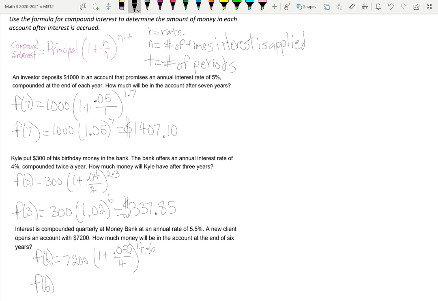F of 6 is going to reveal 7,200 times, I'll go ahead and simplify this with my calculator, 0.55 divided by 4. When I add it to 1, it will be 1.01375. It's important not to round at this point, to the 24th. Then I input all of this into my calculator, and I will get how much money he will have at the end of those 6 years.